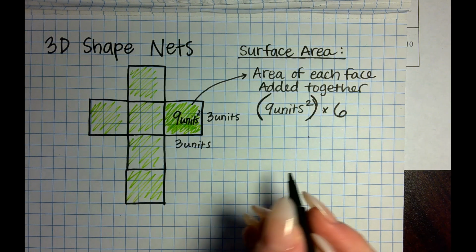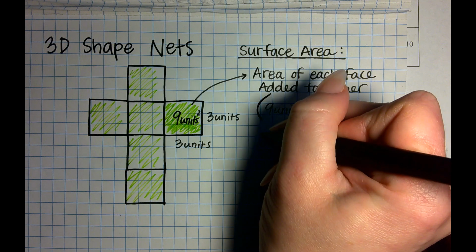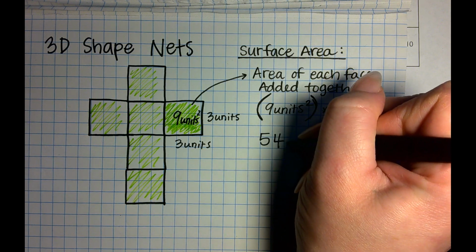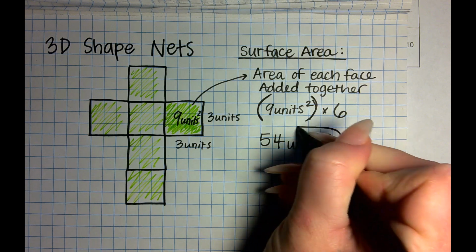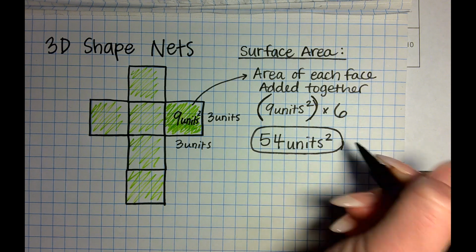So my surface area of my cube here is 54 units squared. This would be my surface area.